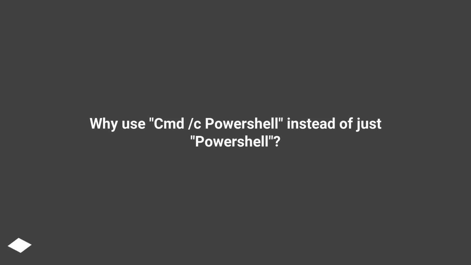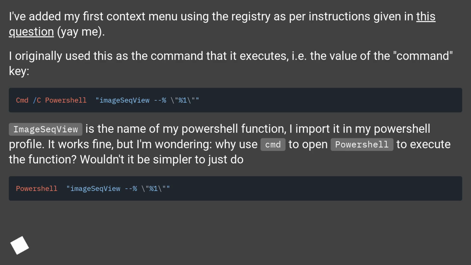Why use cmd /c PowerShell instead of just PowerShell? I've added my first context menu using the registry as per instructions given in this question, yay me. I originally used this as the command that it executes, i.e. the value of the command key.